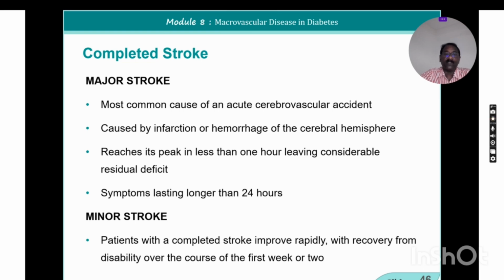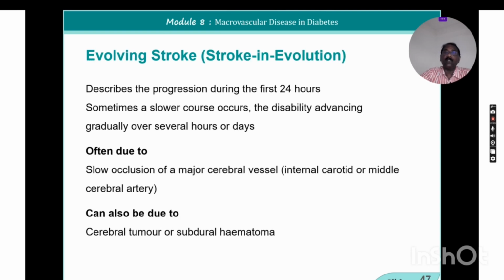Minor stroke: patients with a completed stroke who improve rapidly, with recovery from the disability over the course of the first week or two, have a minor stroke. So mostly the residual hemiplegias are the major strokes. Evolving stroke, or stroke in evolution, describes progression during the first 24 hours. Sometimes a slower course occurs, the disability advancing gradually over several hours or days, often due to slow occlusion of a major cerebral vessel, the internal carotid or middle cerebral artery. It can also be due to a cerebral tumor or subdural hematoma.